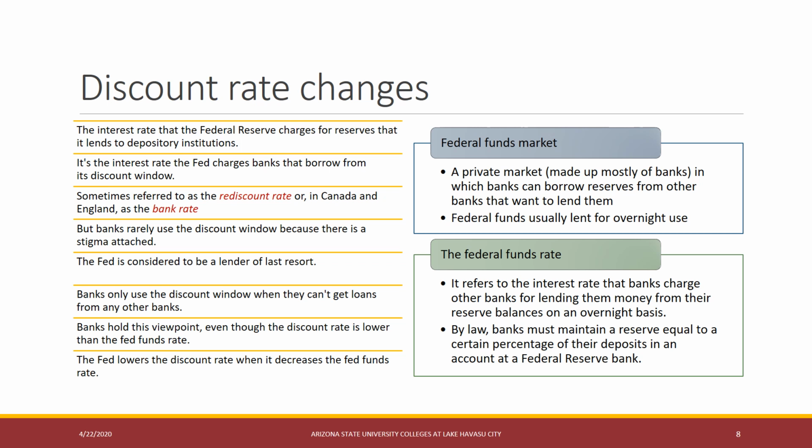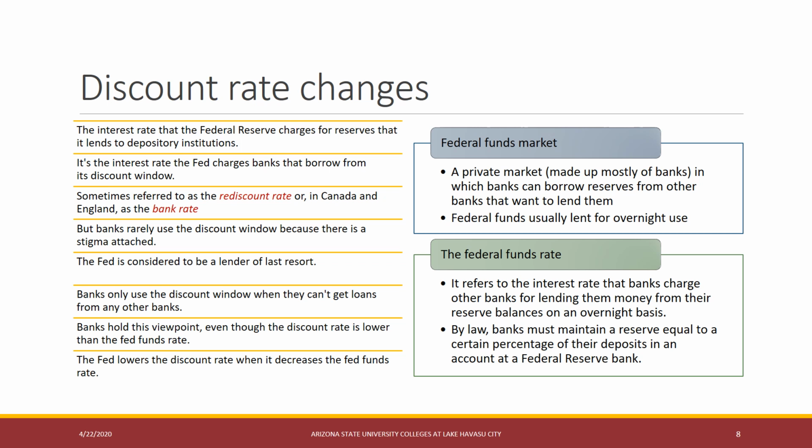Banks hold this viewpoint even though the discount rate is lower than the Fed's fund rate. The Fed's fund rate is the interest rate that a bank charges other banks for lending them money from their reserve balances on an overnight basis. By law, banks must also maintain a reserve equal to a certain percentage of their deposits in an account at the Federal Reserve Bank.